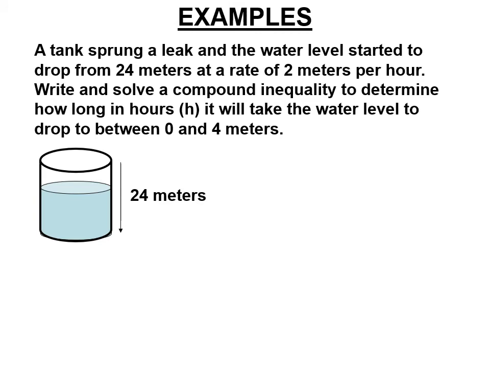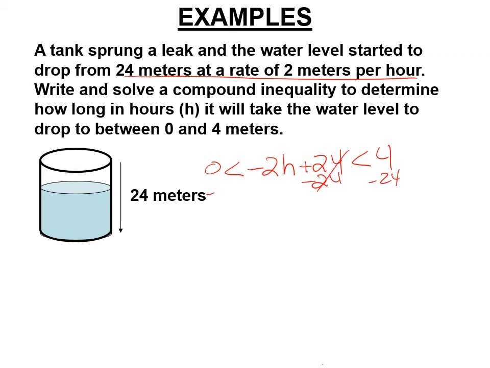A tank sprang a leak and the water started to drop from 24 meters at a rate of 2 meters per hour. So we're going down 2 meters per hour, but we started at 24. Write and solve a compound inequality to determine how long in hours it will take the water level to drop between 0 and 4. Okay, it didn't say inclusive, so I'm not going to put any or equal to. Between 0 and 4. So let's solve that. We subtract 24 from all 3 sides.